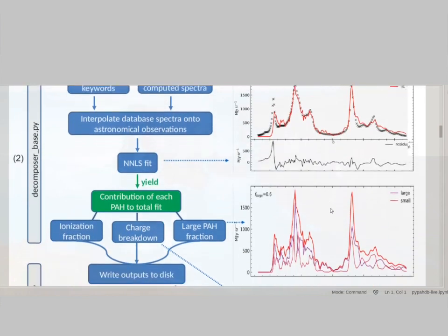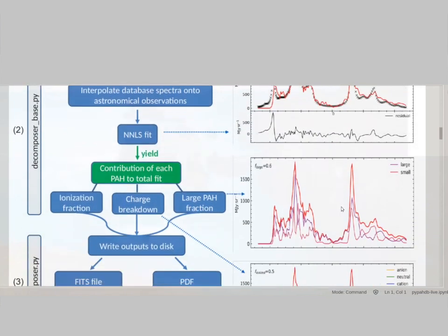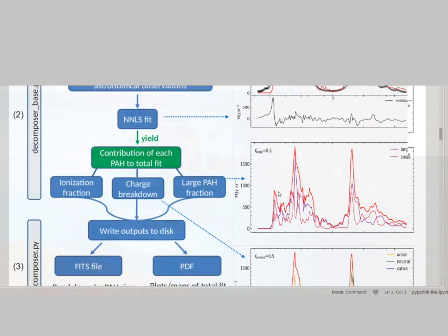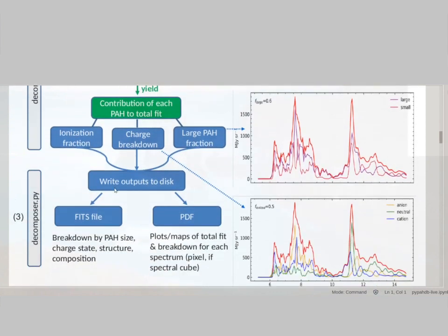And then a non-negative least square fit is performed. And then we're able to obtain the breakdown into the ionization fraction, the large PAH fraction, and the charge breakdown, depending on the PAHs that have been contributing to the fit. And by large PAHs here, we mean PAHs that contain more than 50 carbon atoms. And then in the end, we're able to write the output to disk, both the FITS file from the breakdown and a PDF for the plots.